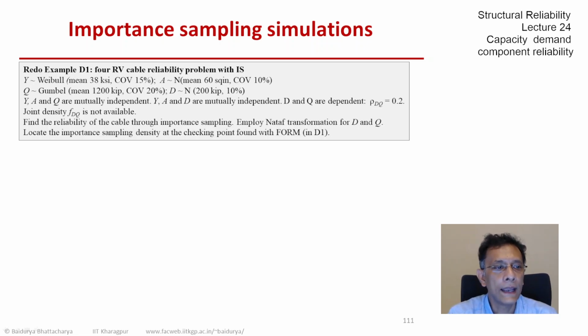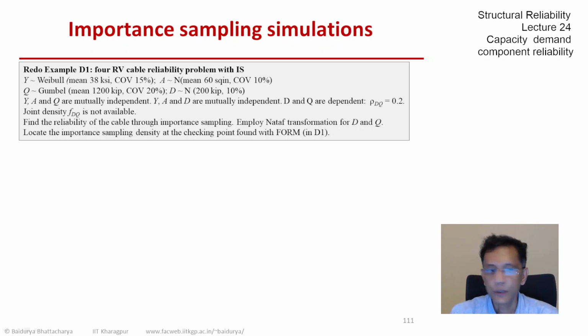Okay, so the nature of y, a, q, and d, they're the same as before. There is a correlation coefficient between d and q. We have to employ an ATAF transformation for them, and we can use the most probable point found from FORM that we have already solved. And there we are going to locate the importance sampling density function.